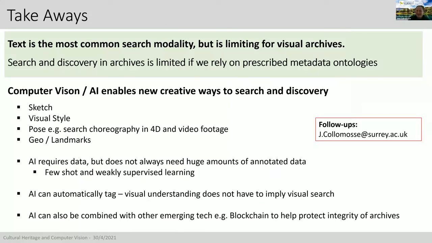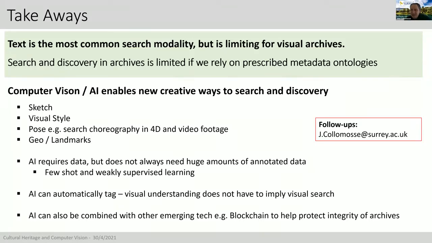So I see Laura turning a video on, so I shall conclude very briefly. The takeaway message I want to give you this morning is that text is a very common search modality, but it is quite limiting for visual archives. Search and discovery in archives can be really exciting if we explore creative new ways to search them. We've looked at a few examples today: sketch, style, pose, choreographic search, even three-dimensional pose search and landmark search.